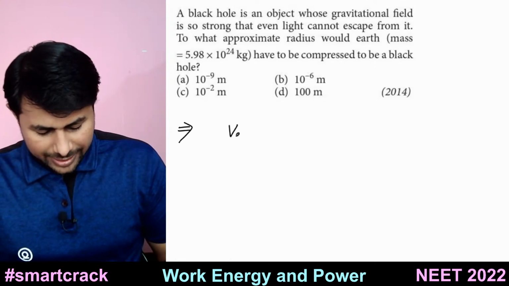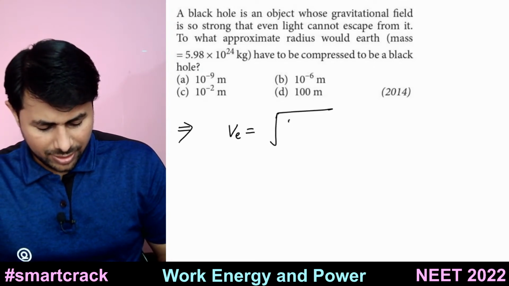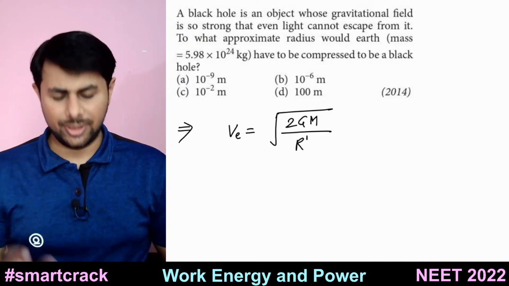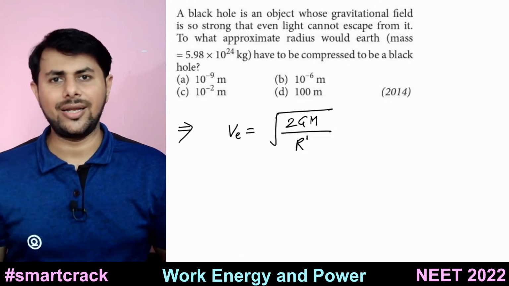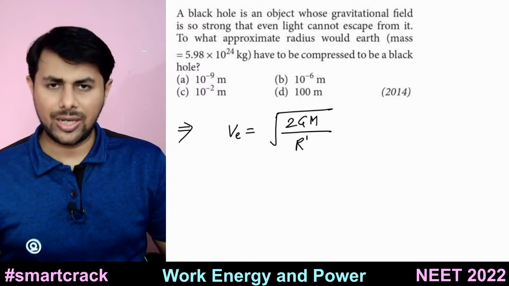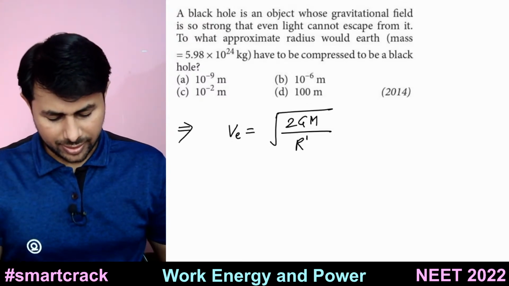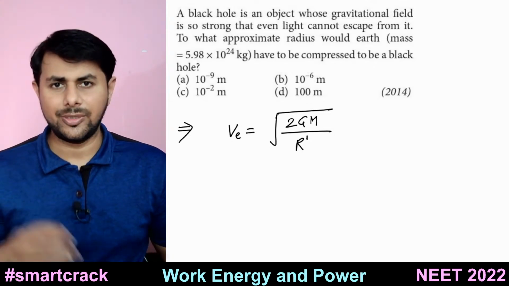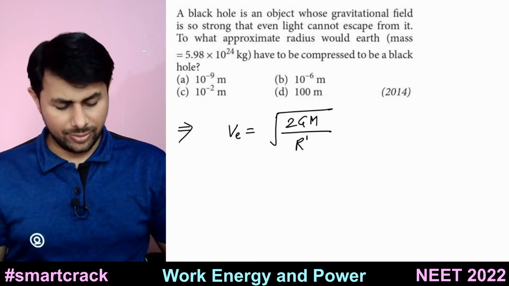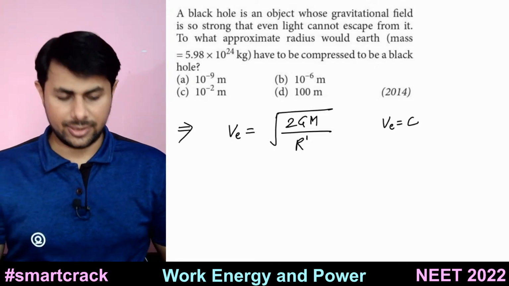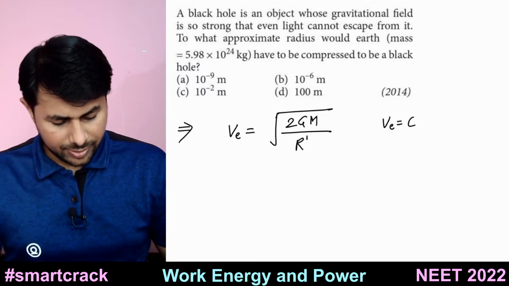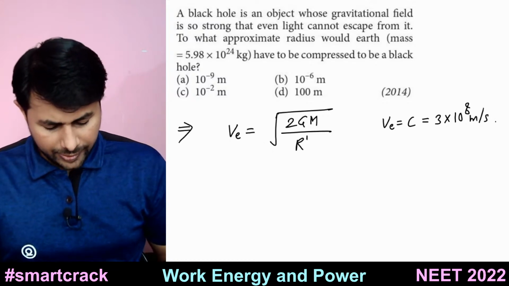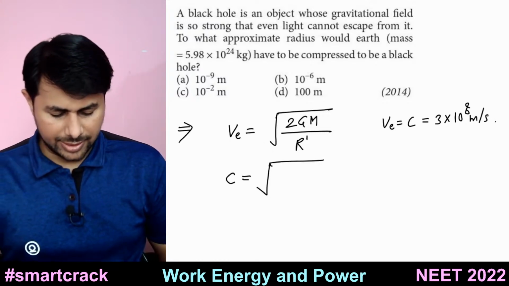So we know escape velocity is equal to square root of 2 times g into m over r. Now we are changing r, so I will write it as r prime, because if I write r, it means it is the radius of Earth. We are going to compress it. Okay, so escape velocity. Now light should not escape. That means what should be the escape velocity? It should be equal to the velocity of light, which is c. c is equal to 3 into 10 raised to 8 meters per second. Okay, so escape velocity is equal to c.